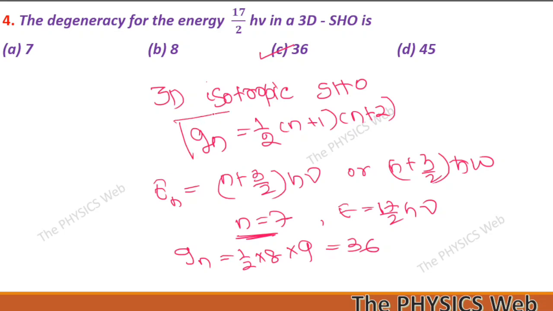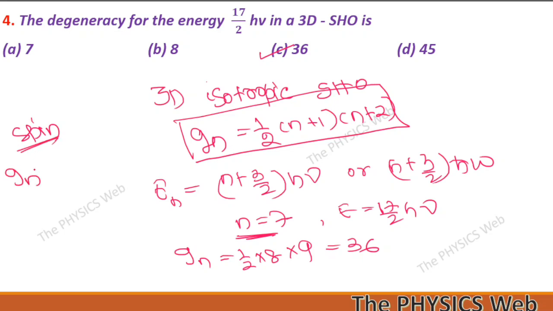Okay, so this is the case when spin is not included. But when spin is included, then in that case the degeneracy will be n plus 1 times n plus 2.